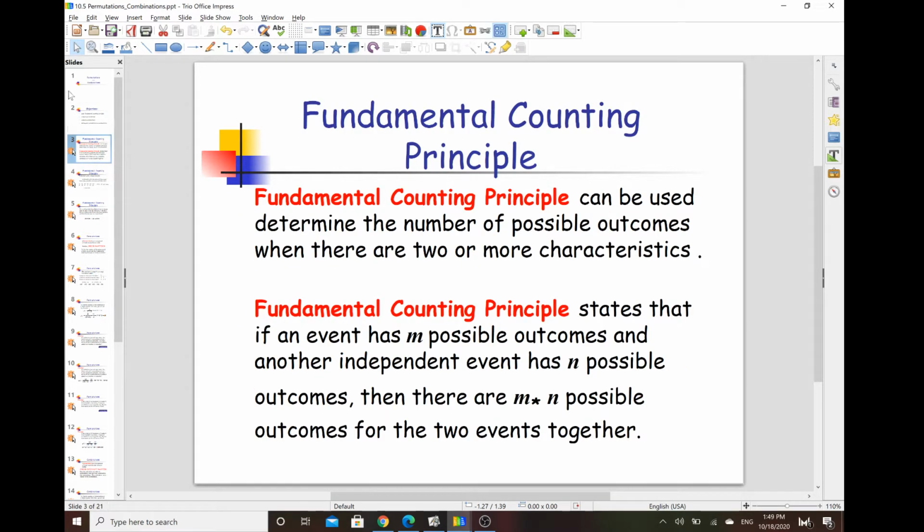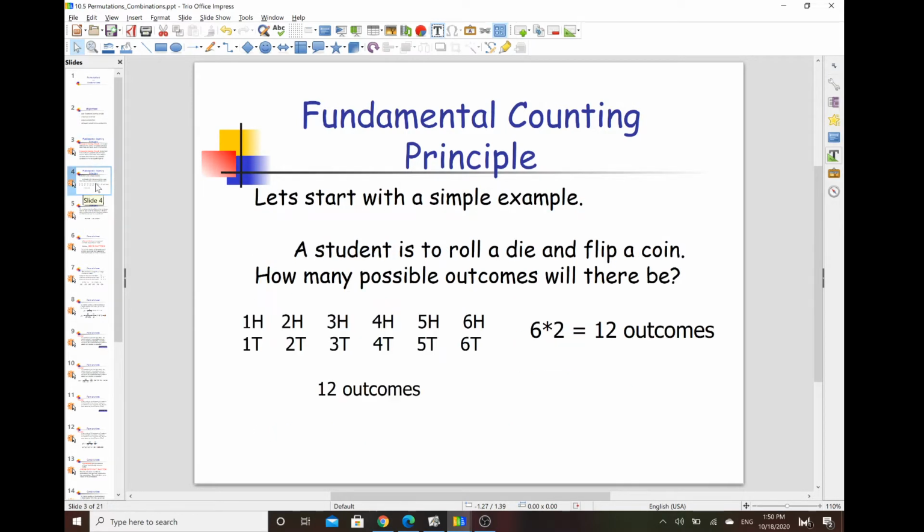So let's talk about the fundamental counting principle. The fundamental counting principle can be used to determine the number of possible outcomes when there are two or more characteristics. It states that if an event has m possible outcomes and another independent event has n possible outcomes, then there are m times n possible outcomes for the two events together.